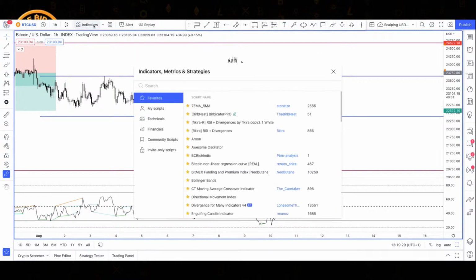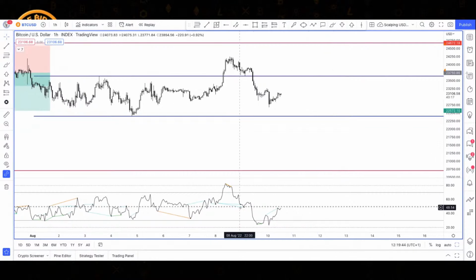is a chap called Fikira. Fikira creates some amazing stuff. He's very, very kind to give this to me and let me have a little mess around with the code with it. Now, the only thing I would say is that this is coded up to pick up a lot of stuff, right? So you're talking about bearish divergence, bullish divergence, hidden bearish, hidden bullish. Now, it will pick up even the most minor of divergences.